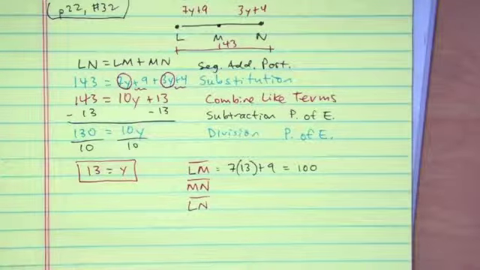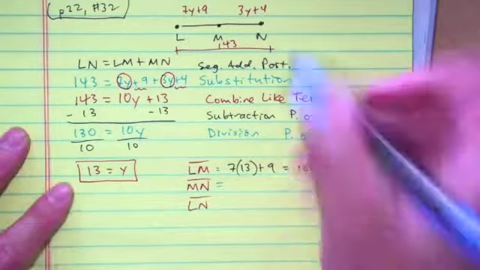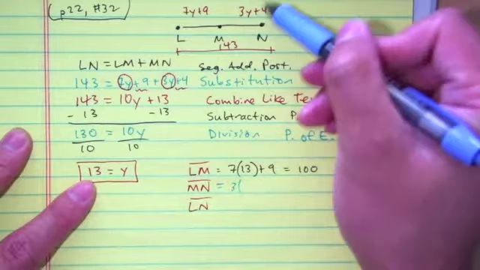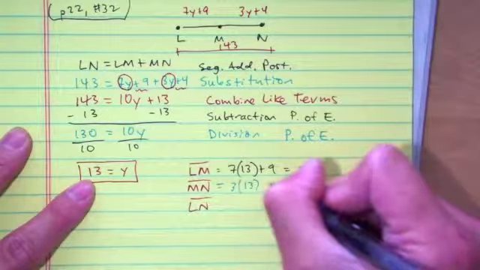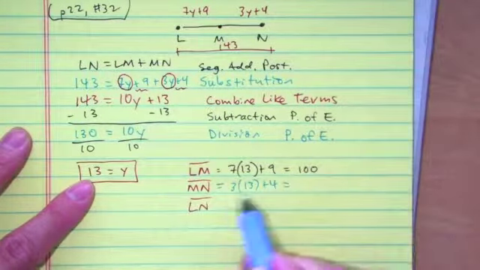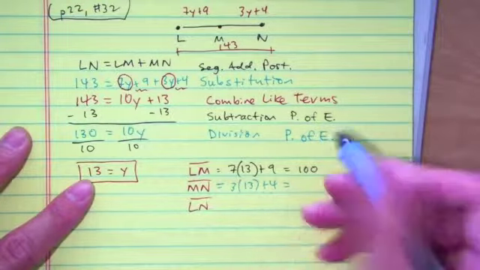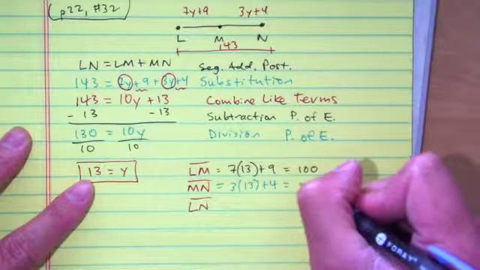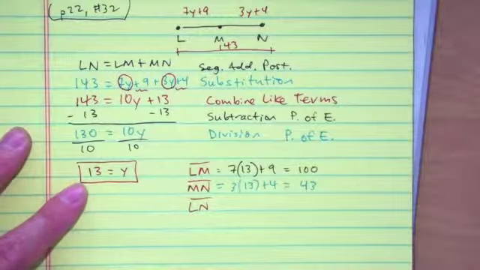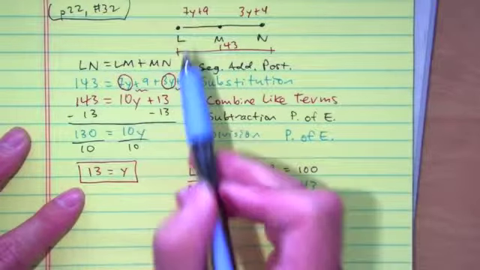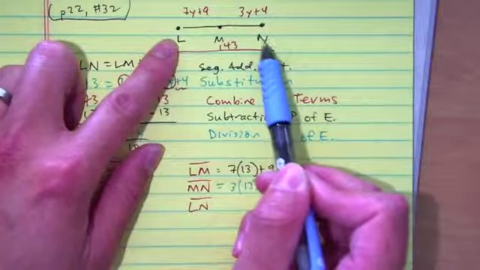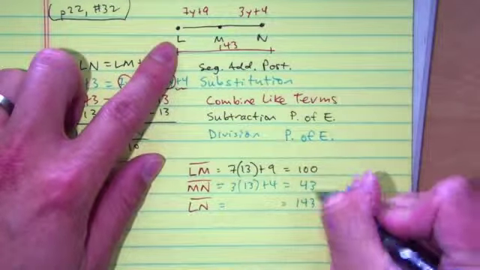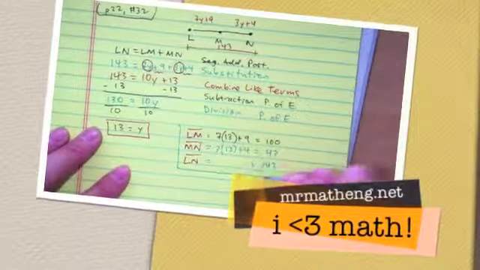Let's go ahead and do MN. So MN is 3y plus 4. So I have 3 times 13 plus 4. How much? 43. Right? And we already know that, here's the reason why: the given information tells us LN is equal to 143. So you can add those, okay? And these are our solutions. Notice I box my answers.